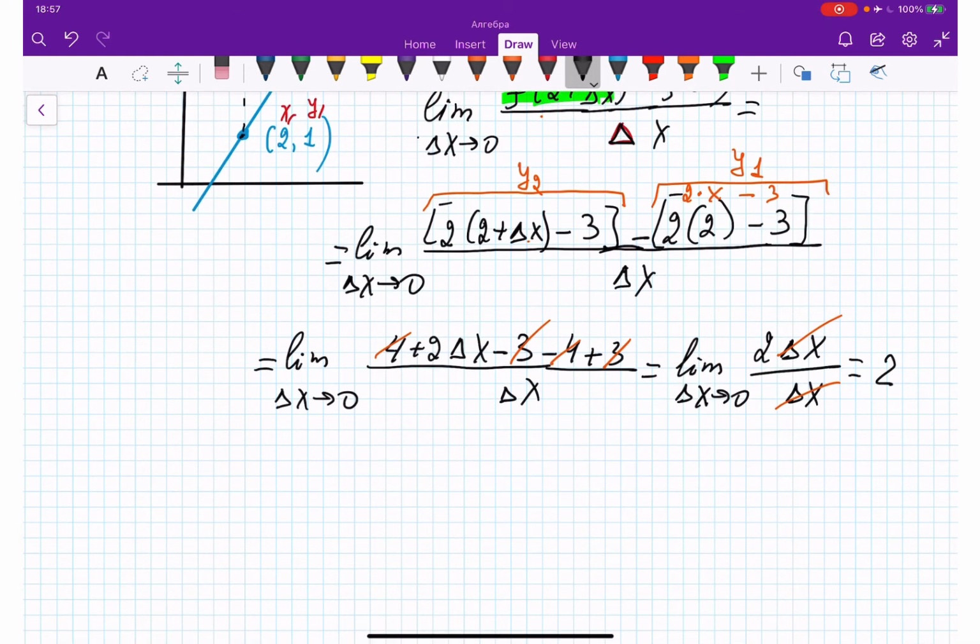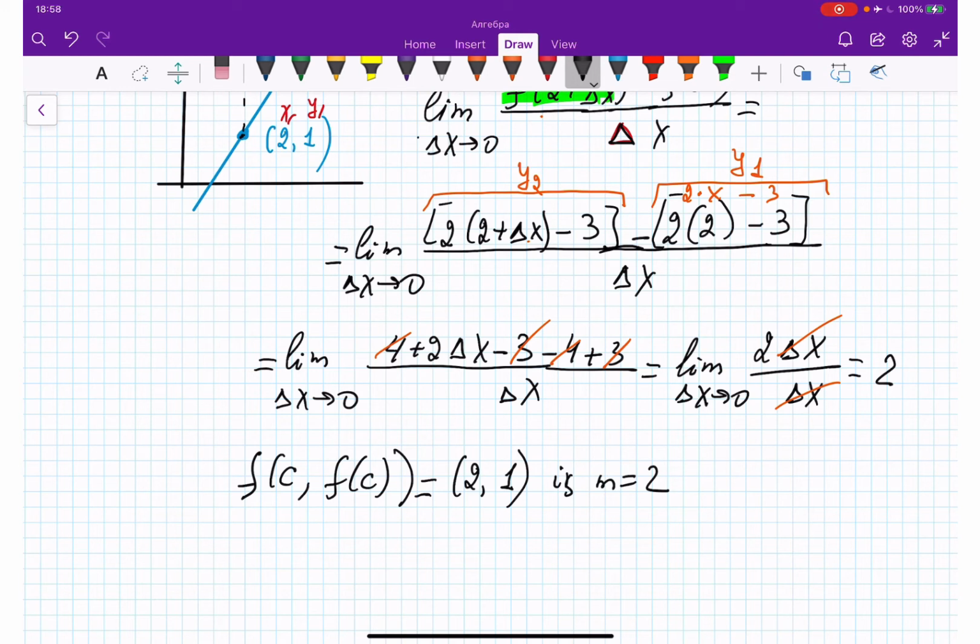So now let's arrange things in order. So the slope of f at the point C, f of C, is equal to 2. So this is the slope, m is equal to 2, for the point C, f of C.